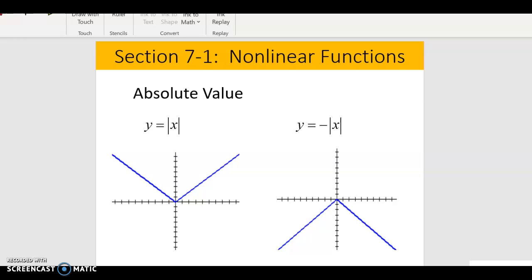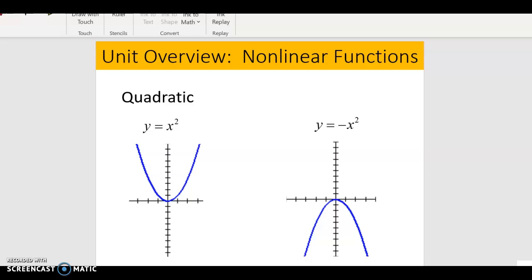So this is going to be about section 7.1, polynomial functions, nonlinear functions, and we're going to go through all the pictures of them today. So the first one is absolute value, and it goes up like a V or down like a V if it has a negative in front. The second one is quadratic. It curls up or curls down.